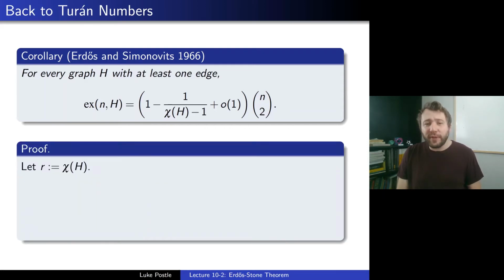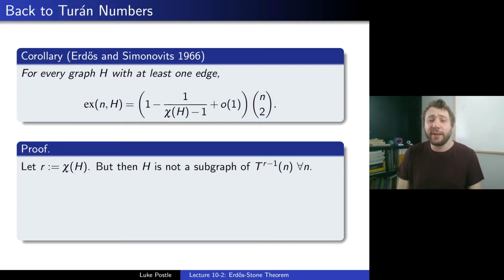So let's go ahead and prove that. So how would you do it? We'll let r be this chromatic number of H. And now maybe you see the connection. So why do we know it is a lower bound? Well, then H is not a subgraph of the Turan graph t_{r-1}(n), right? Because the Turan graph is clearly (r-1)-colorable, it's (r-1)-partite, so we couldn't find H as a subgraph there. So this would immediately tell you that the Turan number of H is at least t_{r-1}(n), the Turan number of K_r.